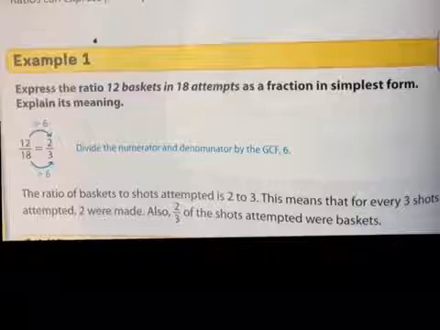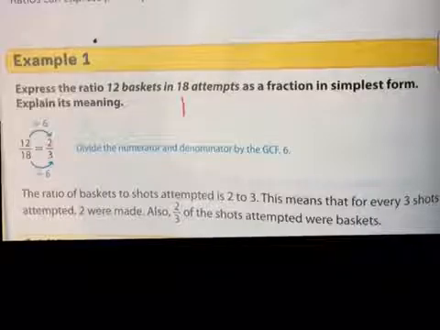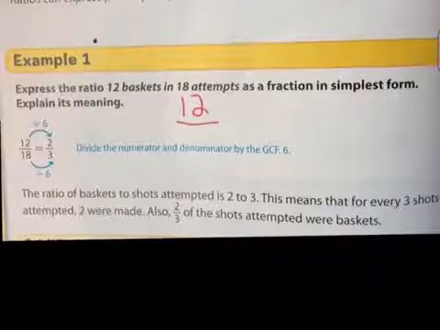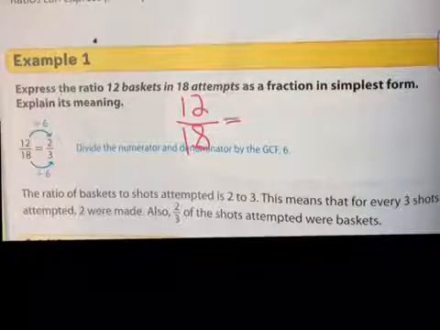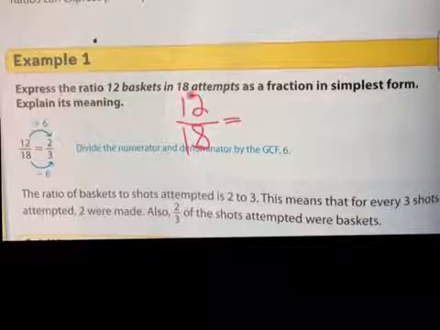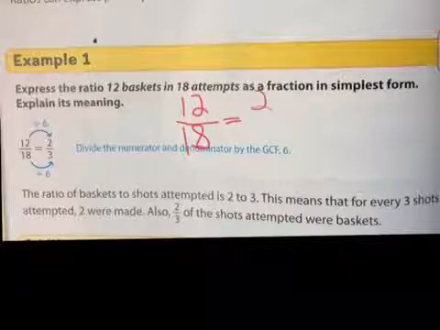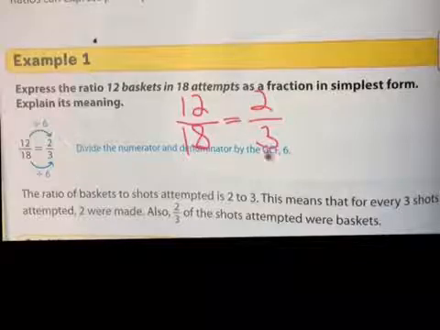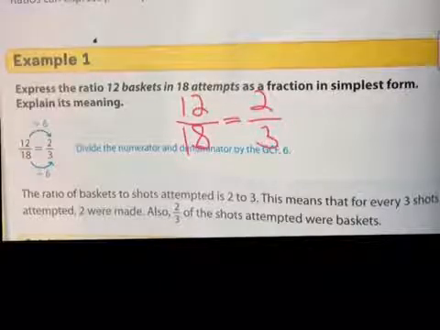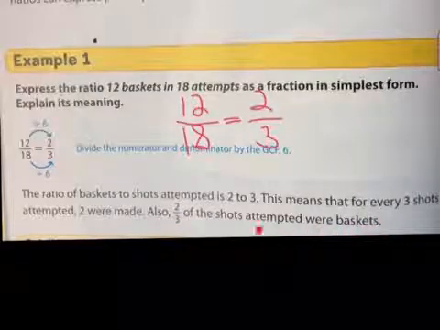Here is an example, a question you might be asked. Express the ratio 12 baskets in 18 attempts as a fraction in simplest form. So you made 12 shots, but you tried 18 times as you were shooting the basketball. What would that be in simplest form? Well, you look for a common multiple for these two numbers, and they're both multiples of 6. Here you have 2 of them, and here you have 3 of them. So it would be 2/3. So when you were playing basketball, you made 2/3 of your shots. For every 3 shots you took, you made 2 of them. And you can see it here. Also, 2/3 of the shots attempted were baskets made.